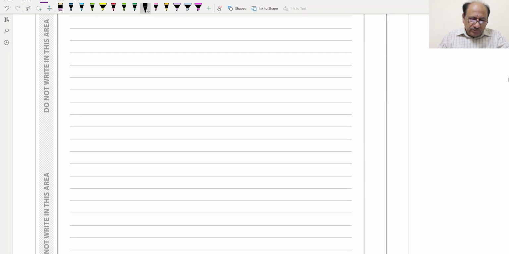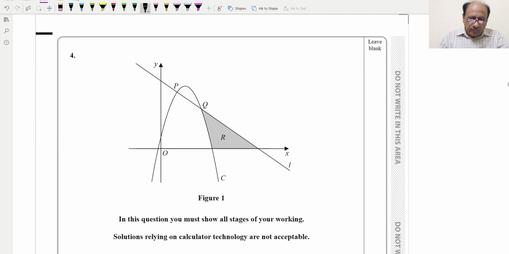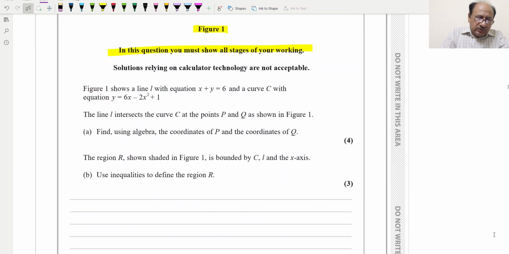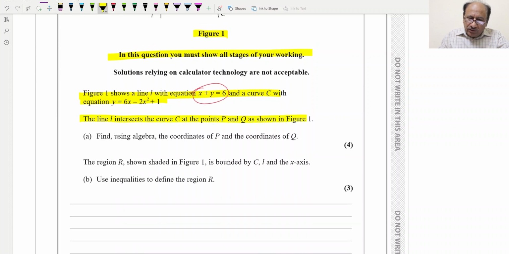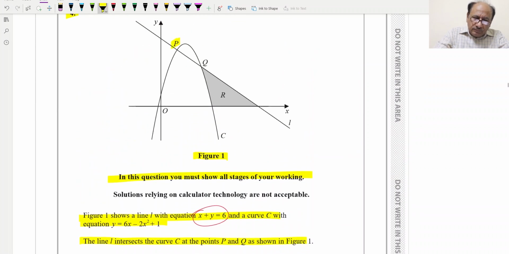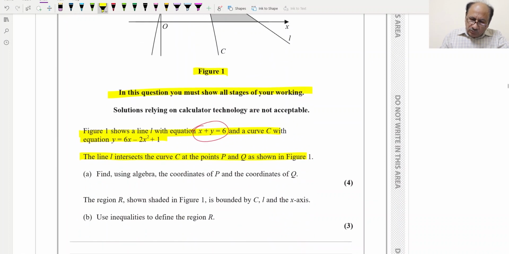Now we can move to question number 4, and the diagram is provided. Figure 1, in the question you must show all your stages of working, and next is figure 1 shows line L with equation. So the equation of the line is provided, and the curve equation is also provided, and the line L intersects the curve C at the points P and Q. So this is P and this is Q as shown in figure 1.